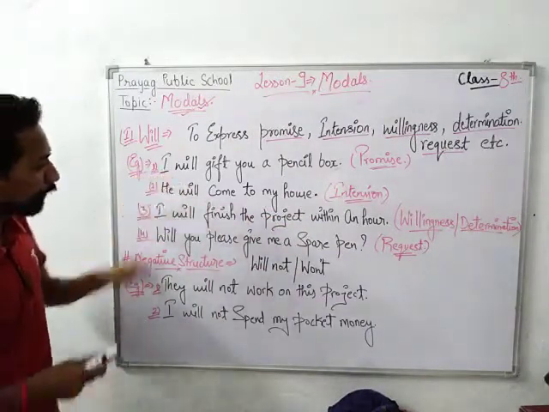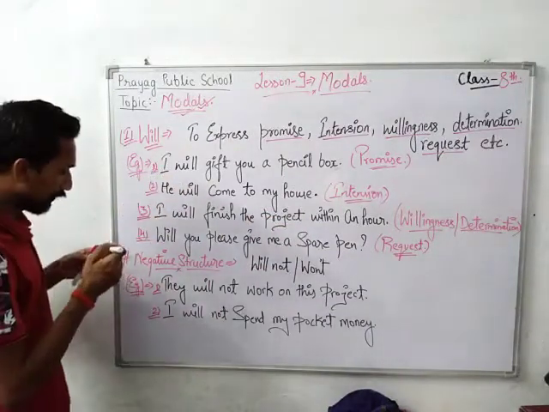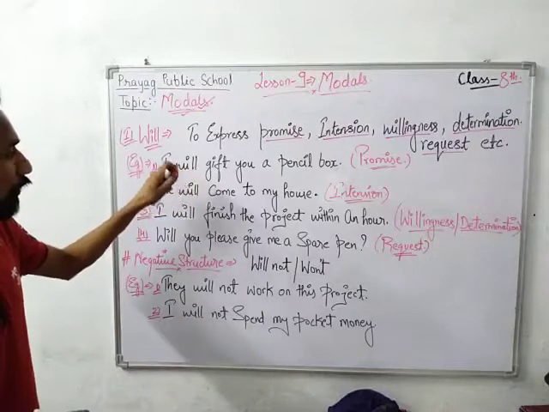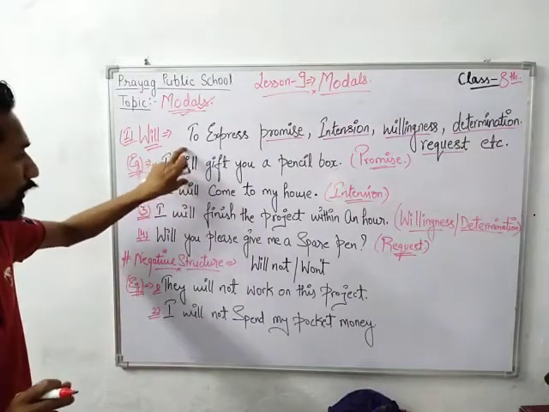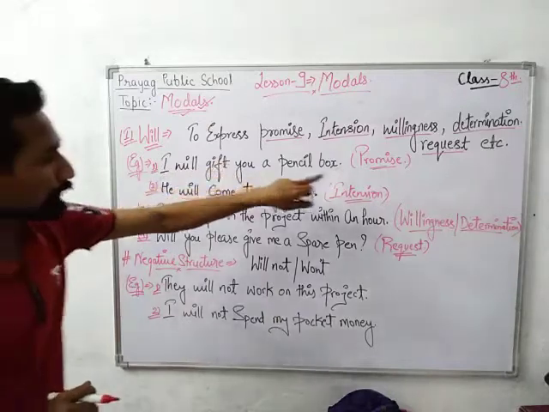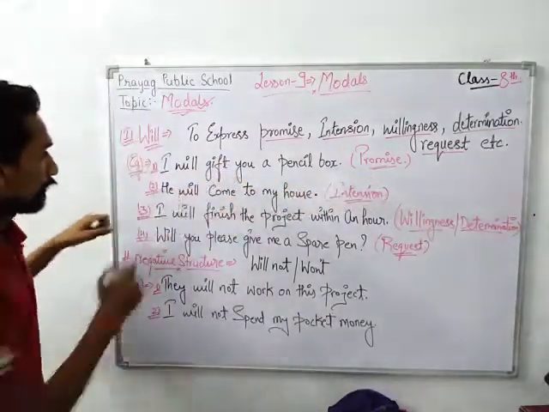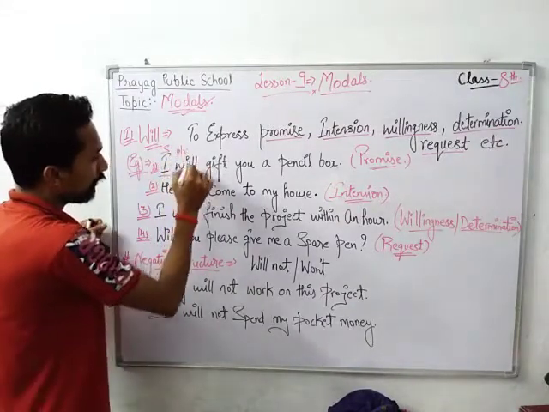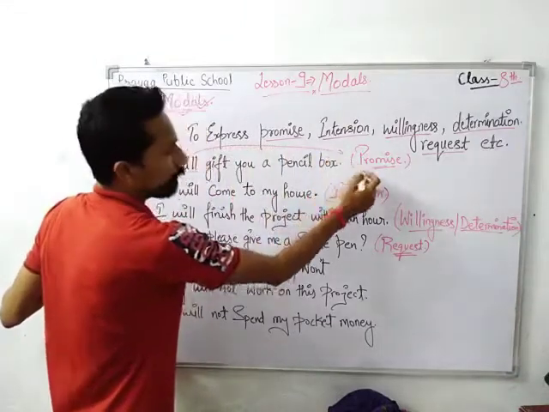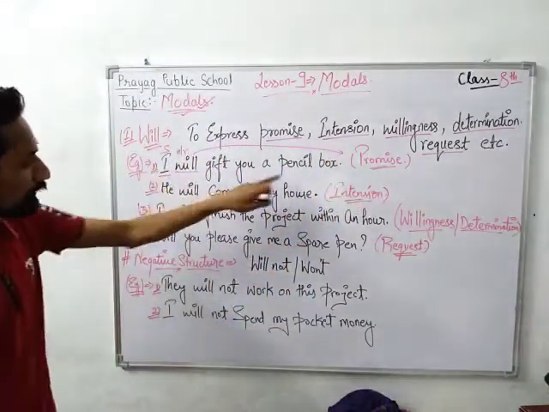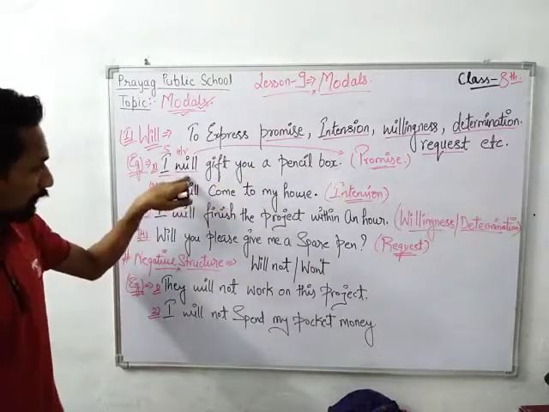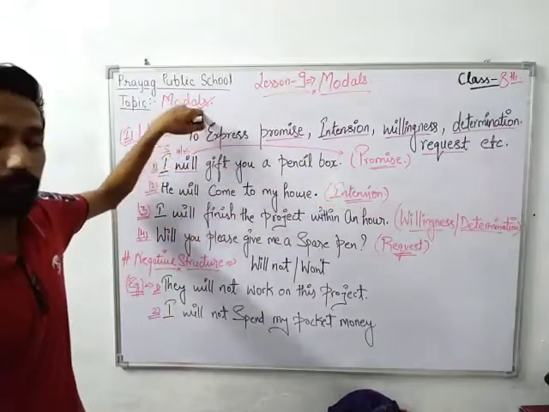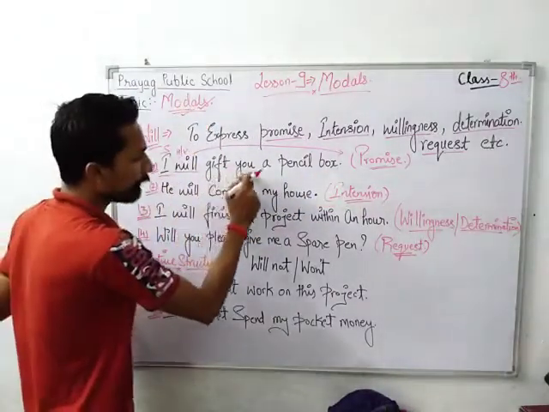Example first. I will give you a pencil box. That means the speaker is expressing his or her mood in the way of promising, right? How can we see this? "I" is the subject, "will" is the helping verb, which is expressing promise. Among these words, only "will" is the verb which is showing promise, right? So that is why it is falling under the category of modals.